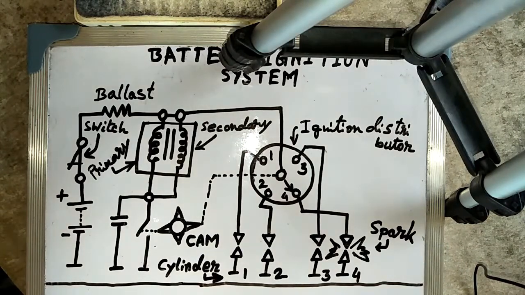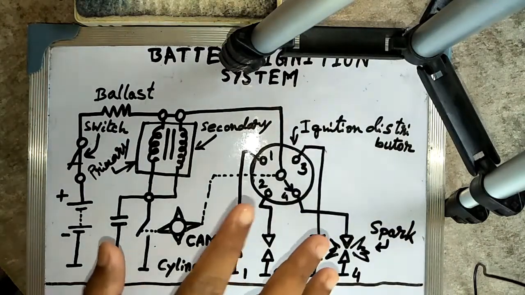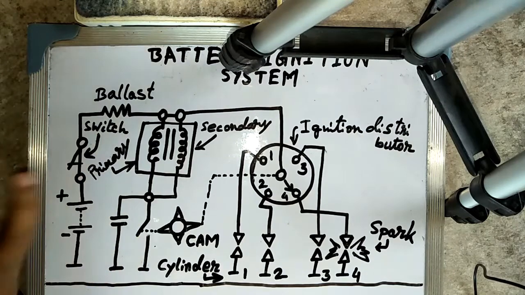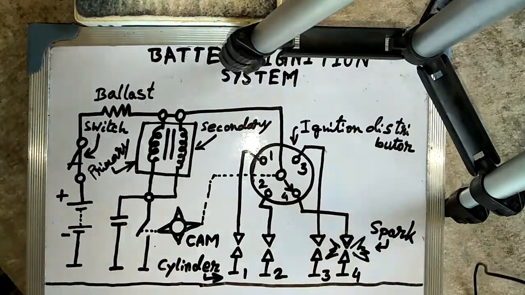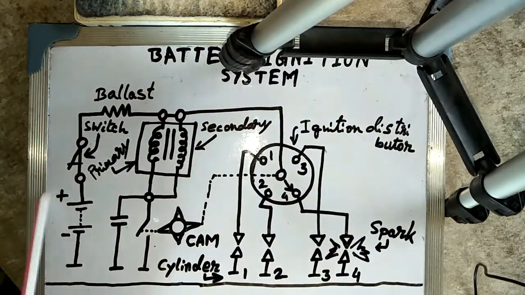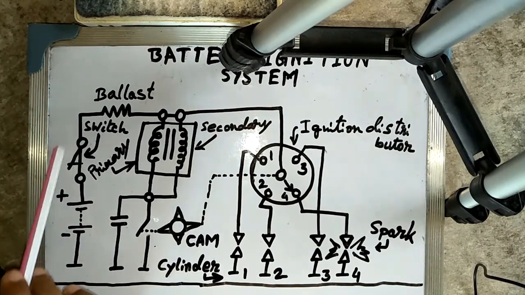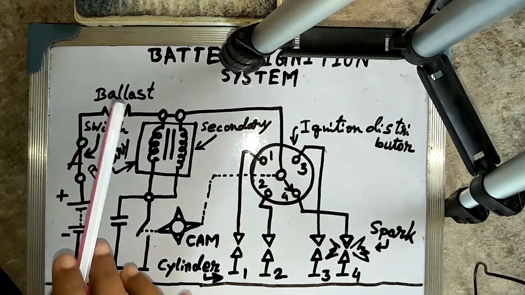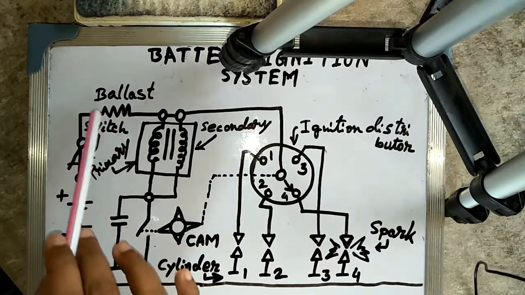Passenger cars, light trucks, some motorcycles and large stationary engines are fitted with the battery ignition system. The details of the battery ignition system are shown in this figure. First one is the battery. Second is the ignition switch. Third one is the ballast resistor.